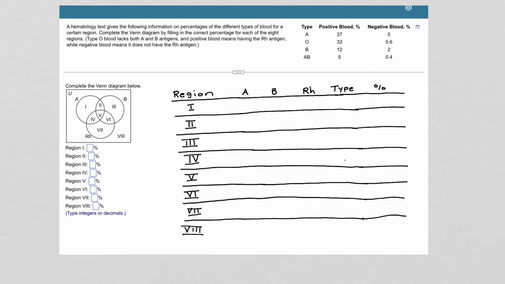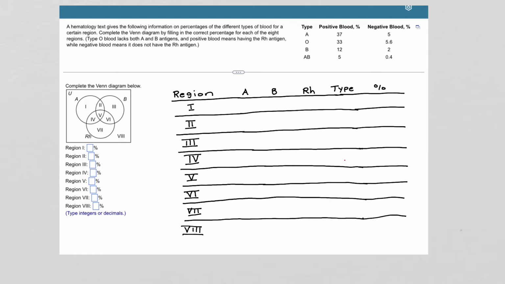So I've made a little table here, and I've listed the regions, and now I'm going to go through each region and determine if a person who falls into that region would have the A antigen, the B antigen, or the RH antigen. So we're going to go through all of those and determine the blood type from there. And once we know the blood type, then we can look at the table and find the percentage.